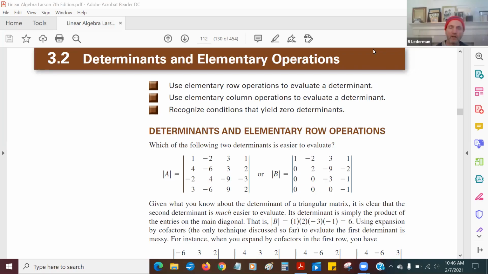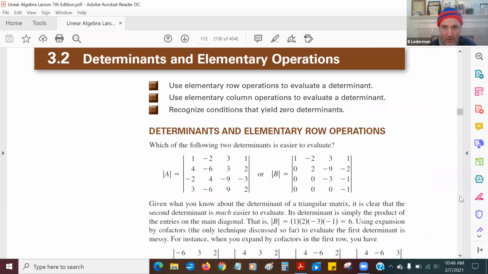Hello, everybody. Well, we started in chapter 3 the topic of determinants. As you know, in previous chapters, amongst other things, we did elementary row operations. So today we're going to do determinants and elementary row operations, and we're going to see maybe there's a connection between these two concepts. Maybe somehow these two things affect each other in some way. Anyway, that is what section 3.2 is all about.